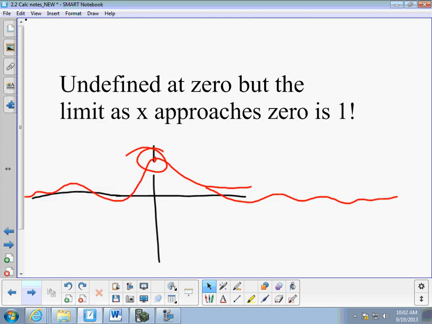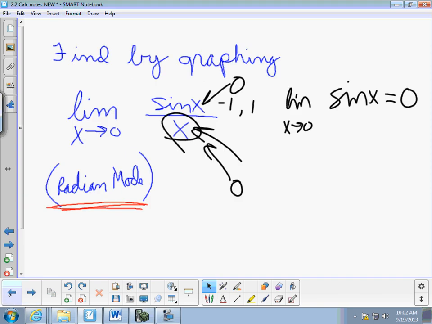Now, what's the function value at 0? Undefined. How come? We've got an issue, right? The domain issue. The 0 in the denominator is not okay.